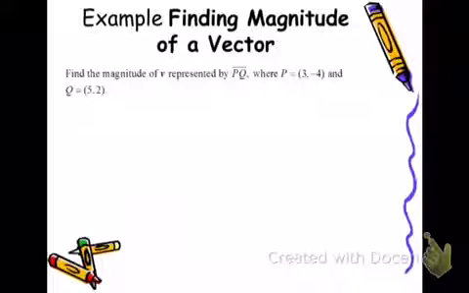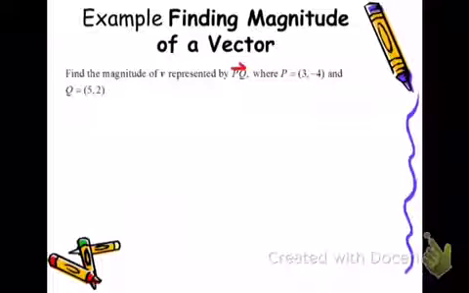Now, this says find the magnitude of V represented by PQ, where P is 3, negative 4, and actually, I don't like this symbol here. The vector symbol is going to have a little arrow up like that. It's just a little half arrow. It's hard to tell. Find the magnitude of that vector from P to Q, where P is 3, -4, and Q is equal to 5, 2.